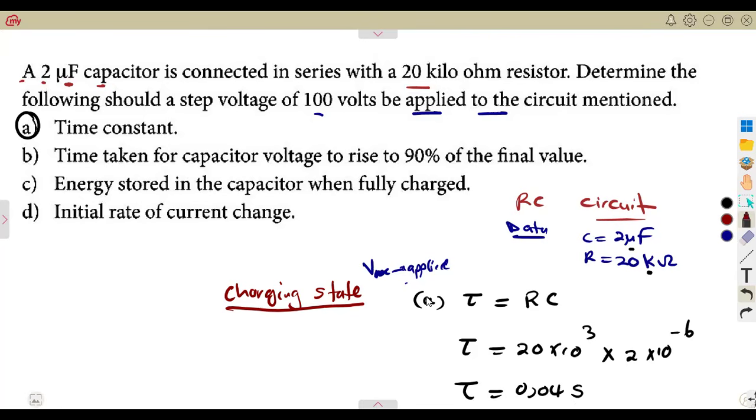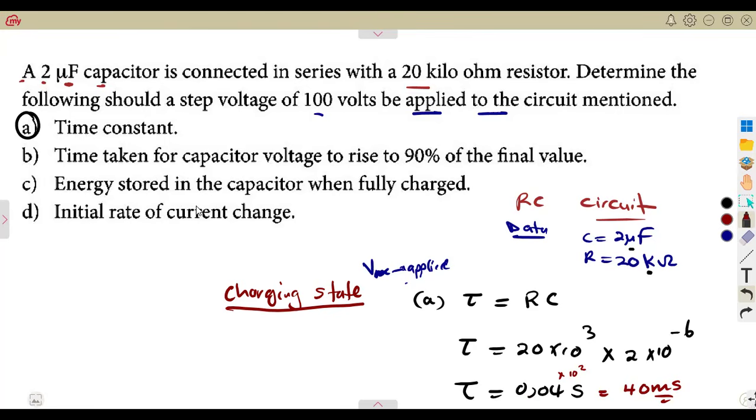You can leave it like that. You can convert to milliseconds. It depends on the way that you understand. To convert to milliseconds, just multiply by 1,000, or 10 to the exponent of 3. Your answer is going to be in milliseconds, which is going to give you 40 milliseconds, if you want to present it that way. That is the tau, the time constant.